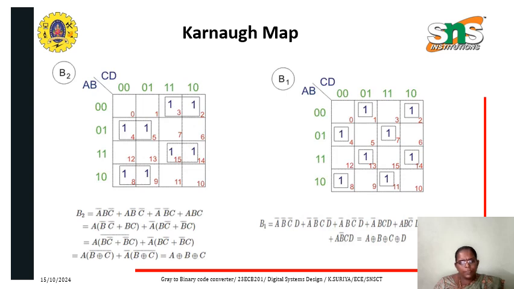We know that B bar C bar plus BC is nothing but XNOR gate, and B C bar plus B bar C is XOR gate. So we can tell that A into B XOR C the whole bar plus A bar into B XOR C. So we'll be getting A XOR B XOR C as the answer. Similarly, for B1, since we cannot group anything, we'll be writing the terms for each and every one individually. Then if we simplify that, we'll be getting A XOR B XOR C XOR D.